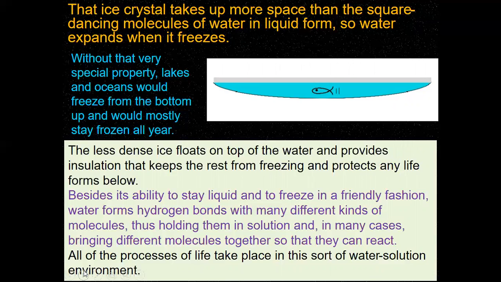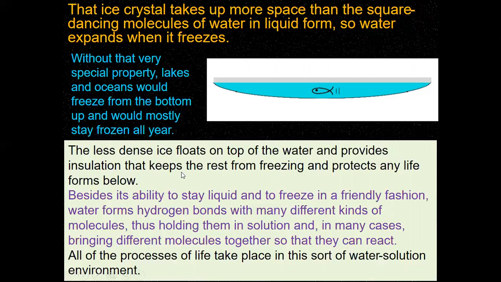So when you have that water bottle, the top part of the bottle will get frozen and it's less dense. So it will expand. That's why the water bottle gets cracked. Anyway, without that very special property, lakes and oceans would not freeze from the top down and would mostly stay frozen all year.